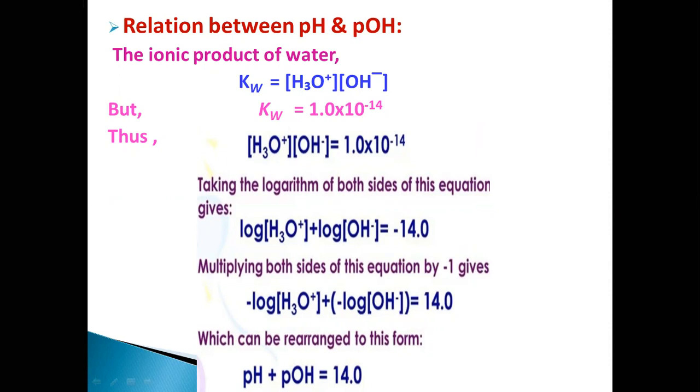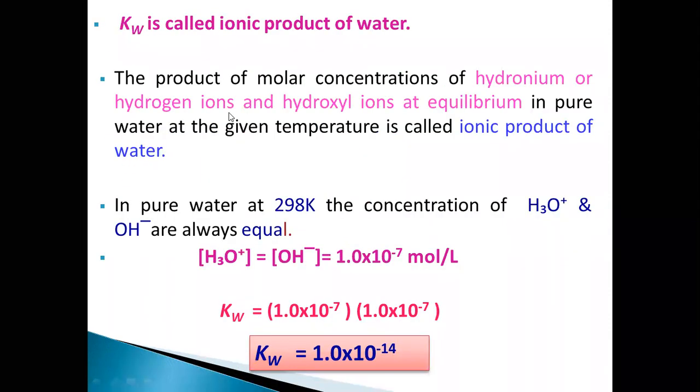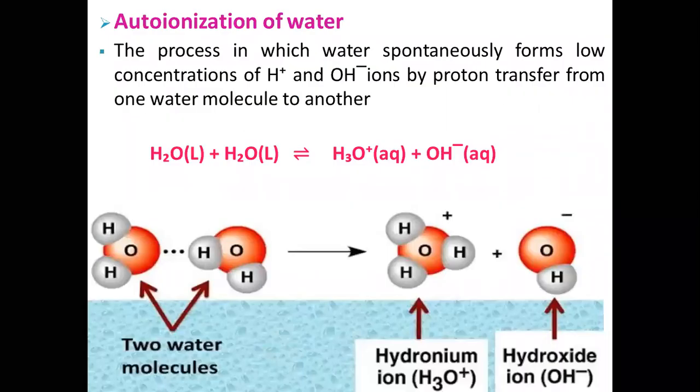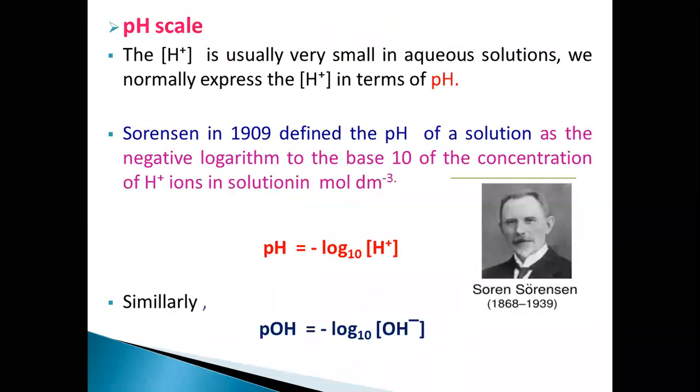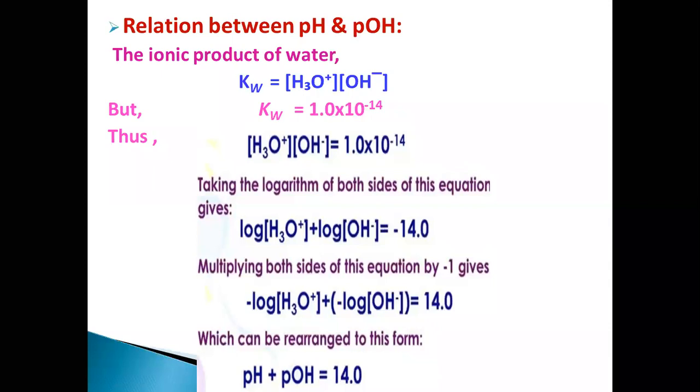Now, so this is all about the relation between pH and pOH and the ionic product of water in autoionization of water. In the next lecture, we will discuss the hydrolysis of salt.